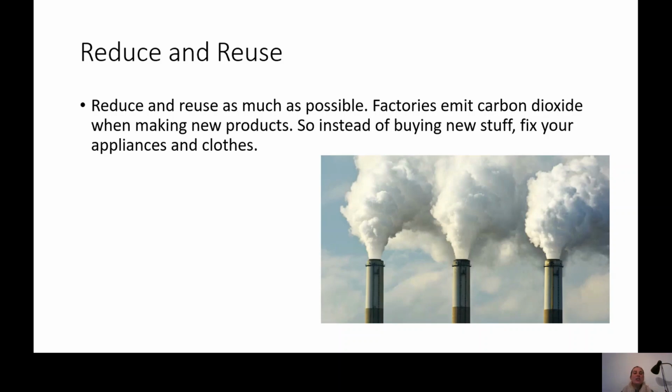So, reduce and reuse. All right, so we need to reduce and reuse as much as possible because factories emit carbon dioxide when they are making new products. So instead of buying new things, we can fix our old things and do things like mend our clothes.